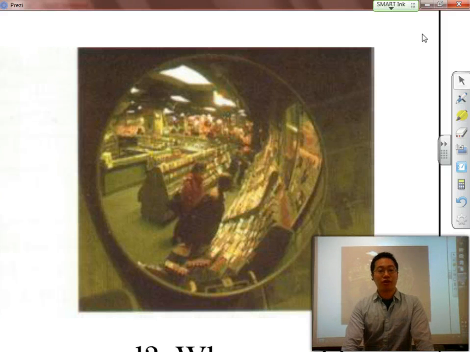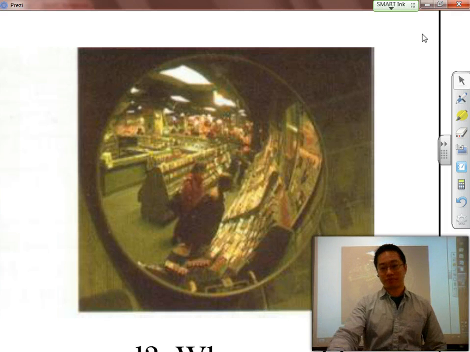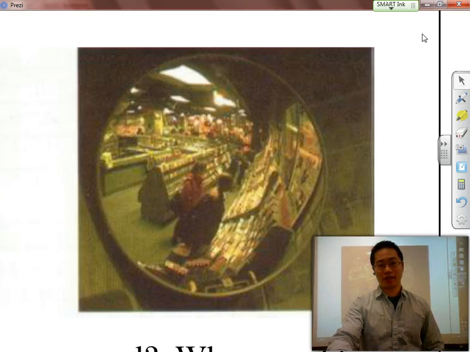A diverging mirror or a convex mirror, the most common place is in the store, or actually in gym lockers, where they are security mirrors and they let you see from a wider point of view. And we'll talk about why it does that later.